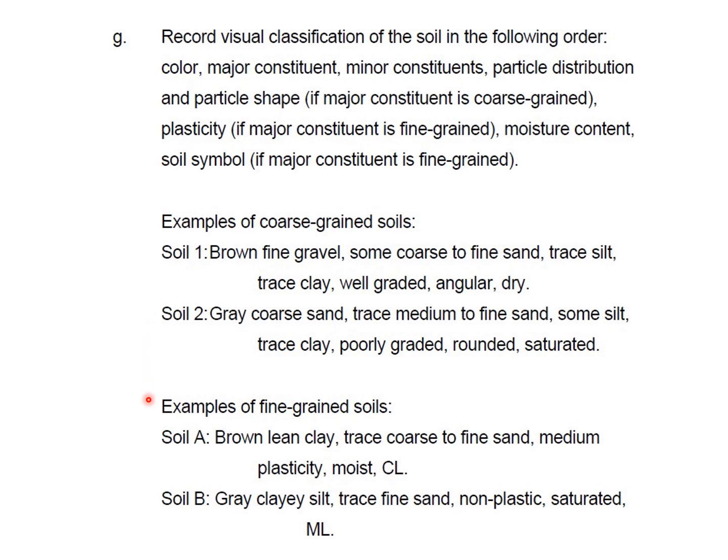And here you would find the examples of fine-grained soils. Soil A, brown lean clay, trace coarse to fine sand, medium plasticity, moist, and look at the symbol CL. And then soil B means gray clay silt, trace fine sand, non-plastic, saturated. So the symbol is ML. So in this way, we can give the symbols to the fine-grained soils.